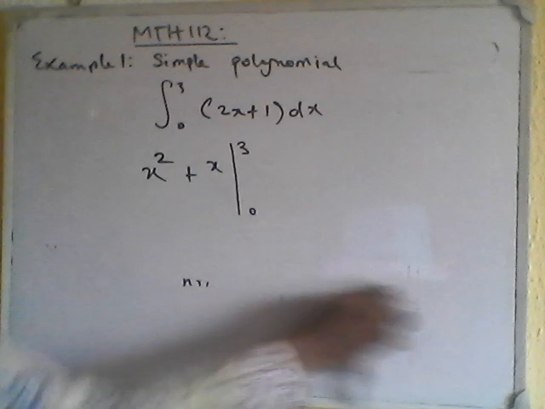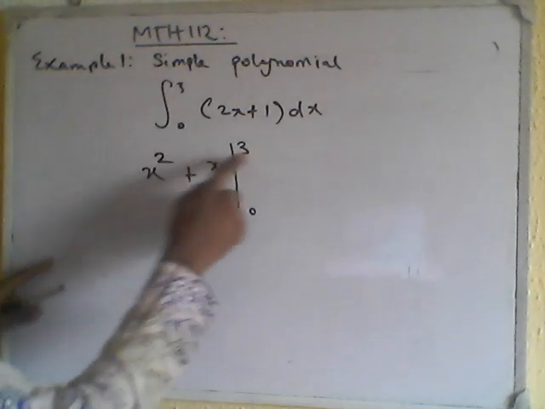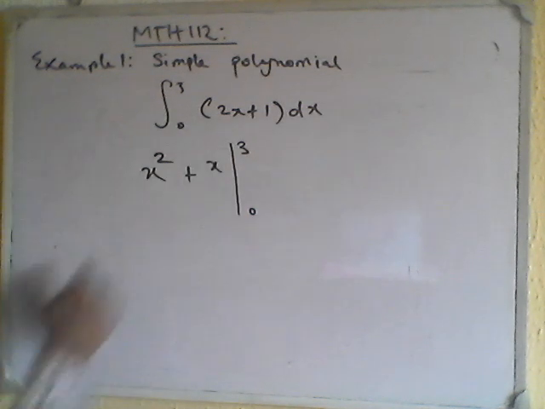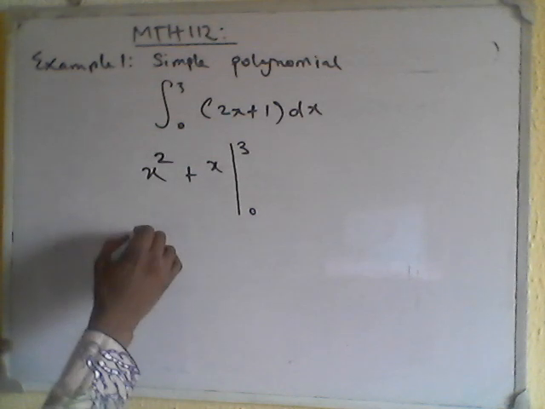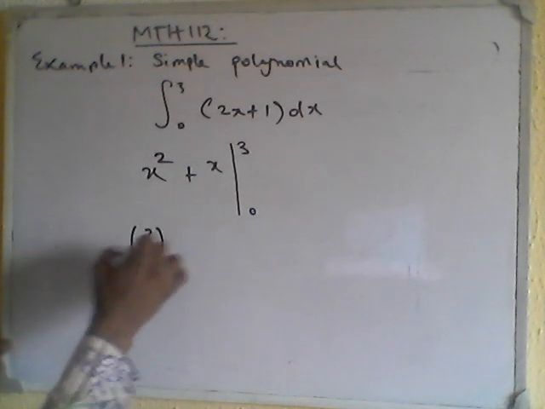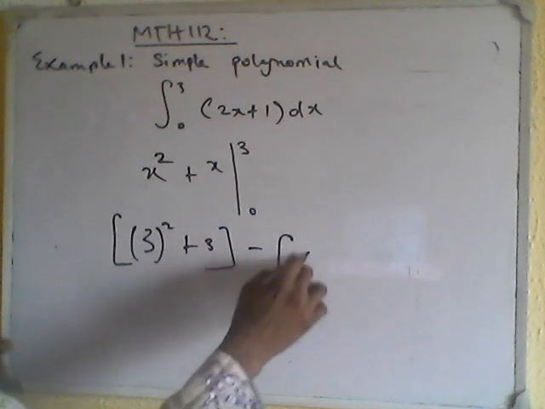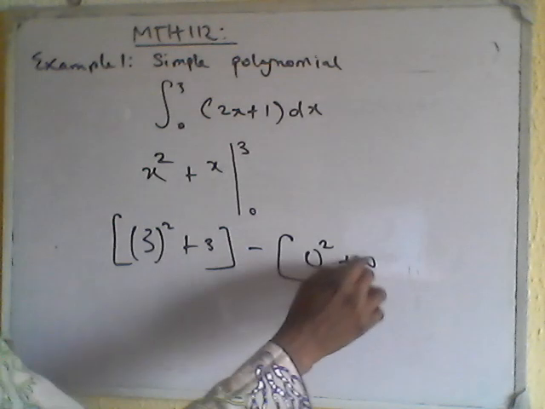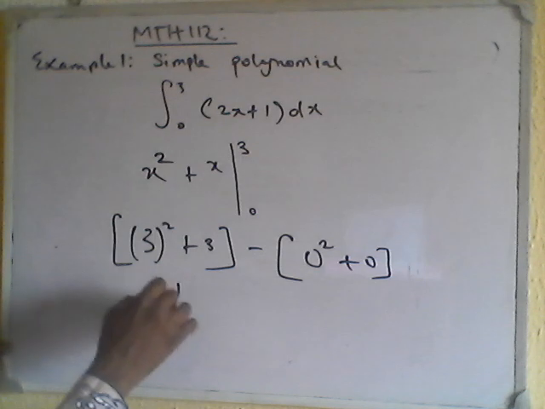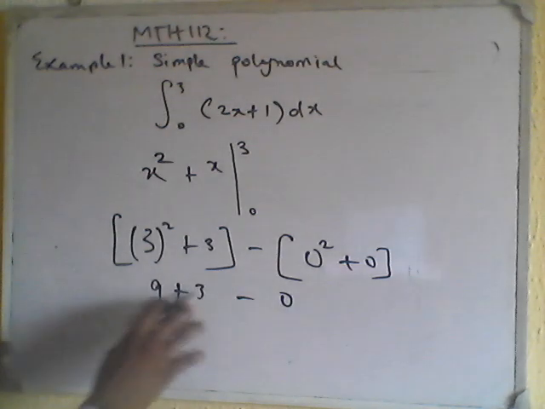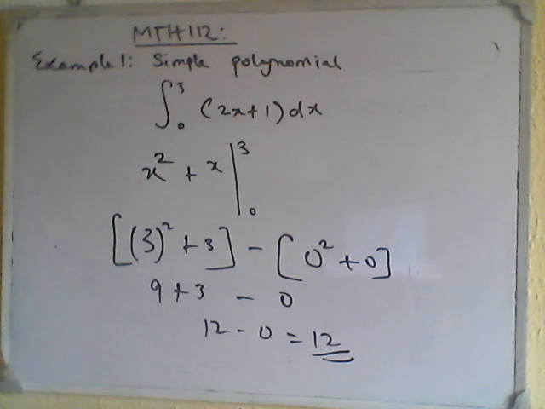So the next thing we'll do is to substitute x equals 3. Where we see x, we put 3 for this whole expression. It's like this: 3 all raised to the power 2 plus 3 for the first one, minus 0 raised to the power 2 plus 0 for the second one. So now I have 3 raised to the power 2 is 9, plus 3, minus 0. So 9 plus 3 is 12, minus 0, which is 12. So 12 is the answer.